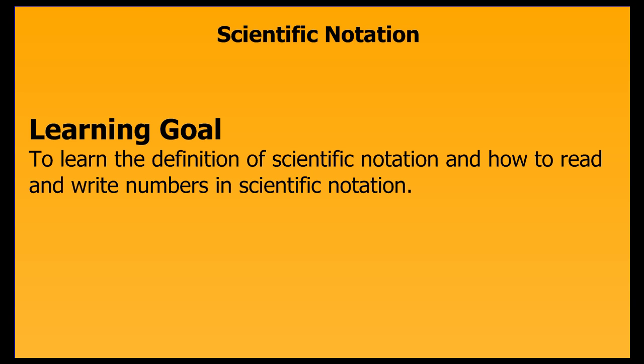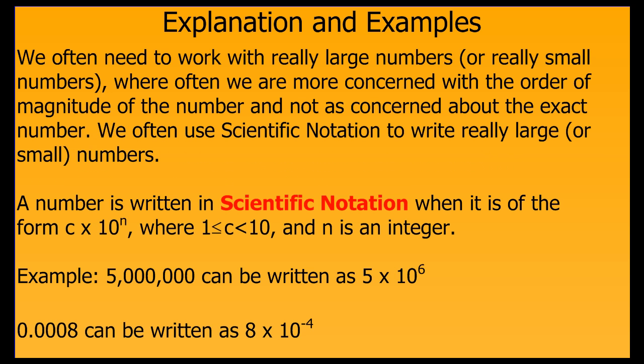Welcome to Algebra 1. The learning goal for this episode is to learn the definition of scientific notation and how to read and write numbers in scientific notation. We often need to work with either very large numbers, think astronomy, or very small numbers, think molecules and atoms, where we are more concerned with the order of magnitude of the number than we are with getting the number exactly right. We often use scientific notation to help us with these types of numbers.